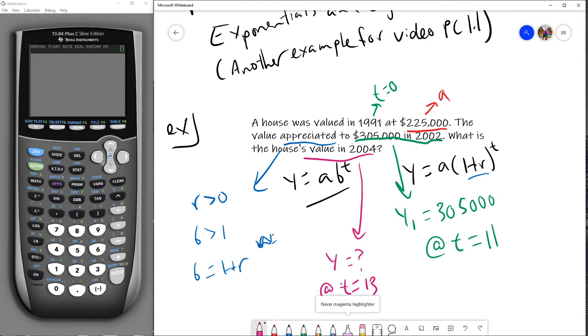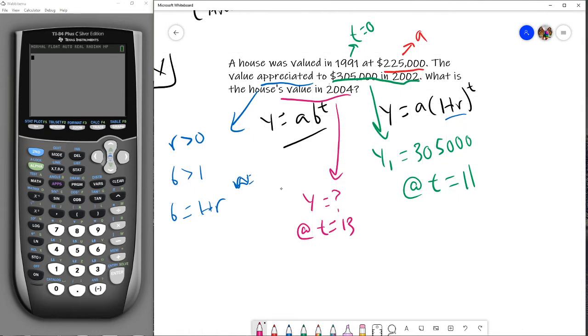Alright, so we've broken this down a little bit, but it remains to be seen what we can actually do. So for our formula, we know that we have y is equal to 225,000 b to the t. We know when we do our final work to get y, we have t equal to 13, but we don't know what b is. So we have two unknowns, which means we need to get some further information. And we can do that using this information in green. We have a y value, we have a t value. We know what a is, so we can set this up.